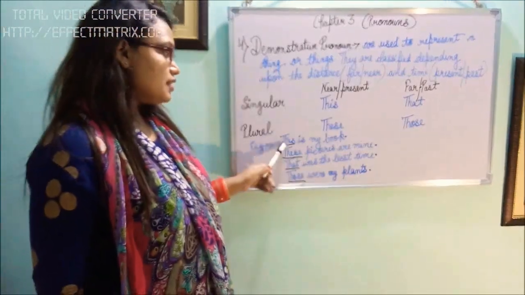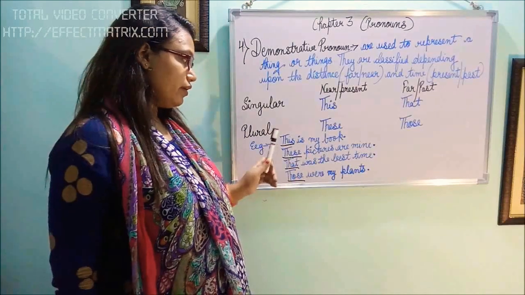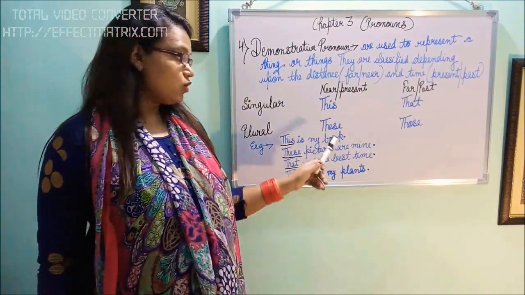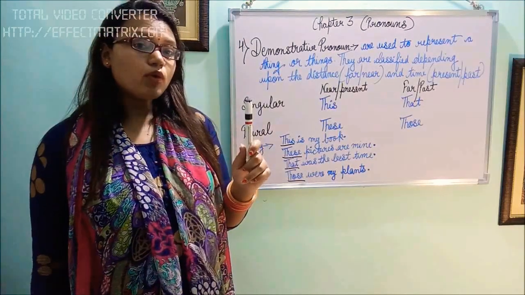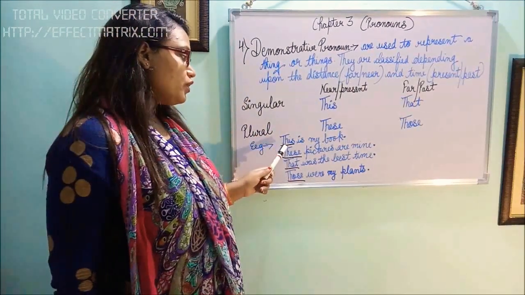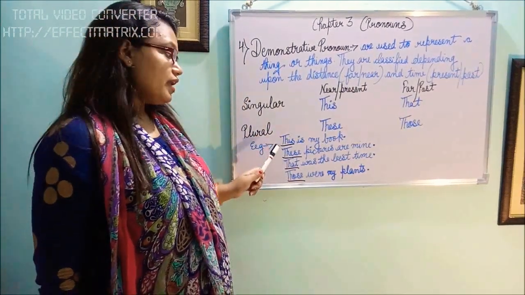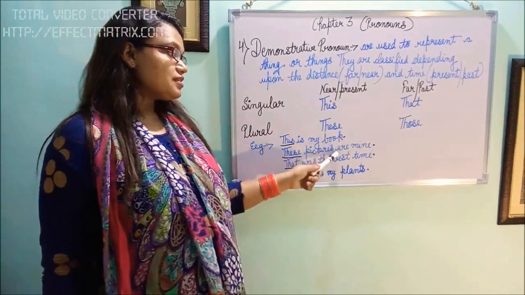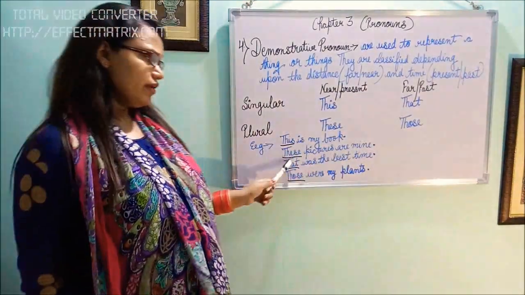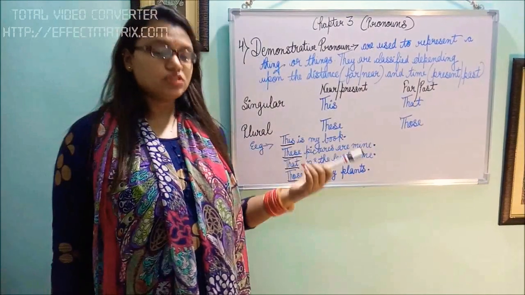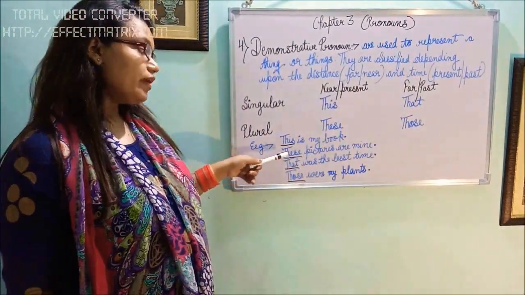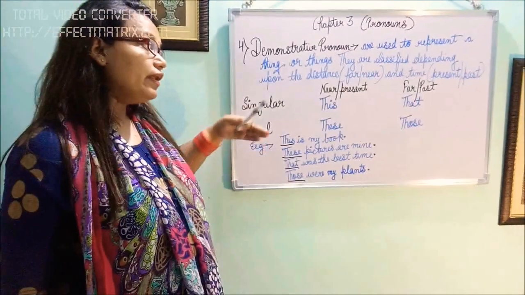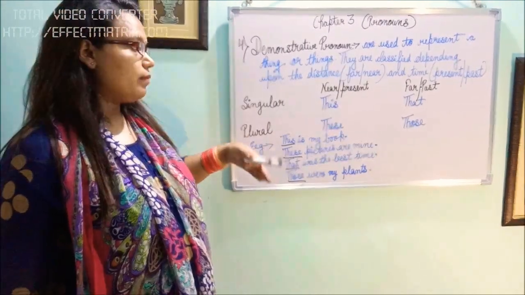For example, this is my book. Here we are talking about one book, my book, and that is why we are using this. Now, these pictures are mine. Here we are talking about pictures, meaning more than one. So that is why we will use these, because they are near or they are talking about the present time.